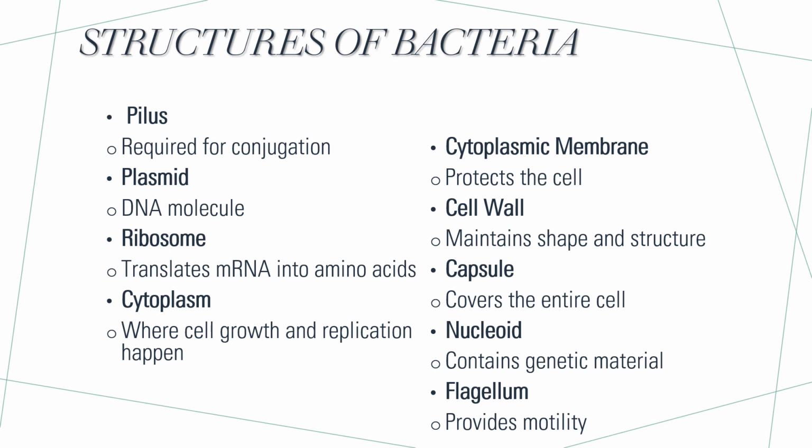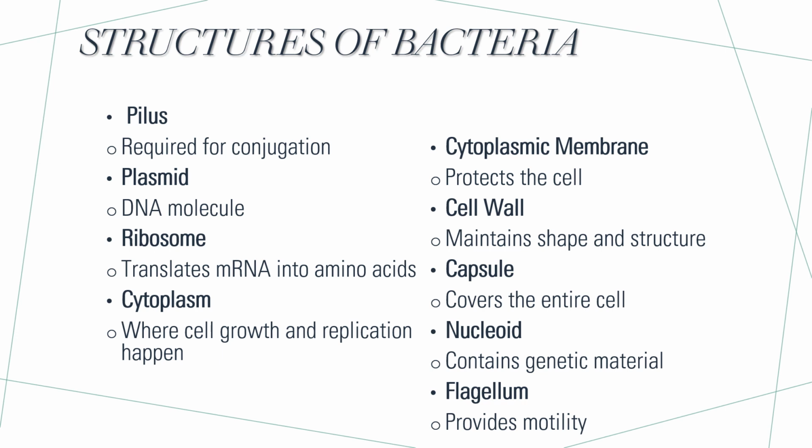The first structure I want to talk about is the pilus. This is required for conjugation, which is basically the reproduction of the cell. They use this to kind of latch on to other cells. They contain plasmid, which holds the DNA molecule of that particular cell. They have ribosomes. This is what translates the messenger RNA into the amino acid chains.